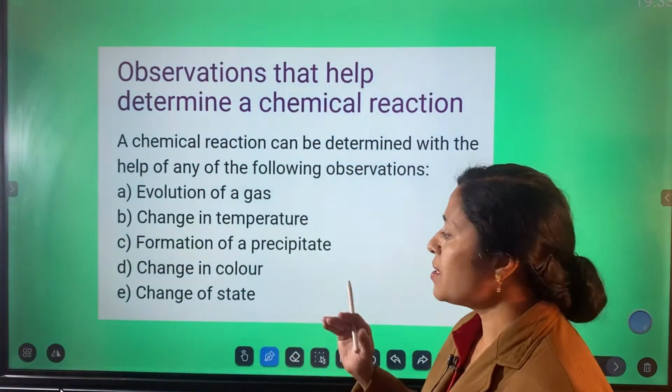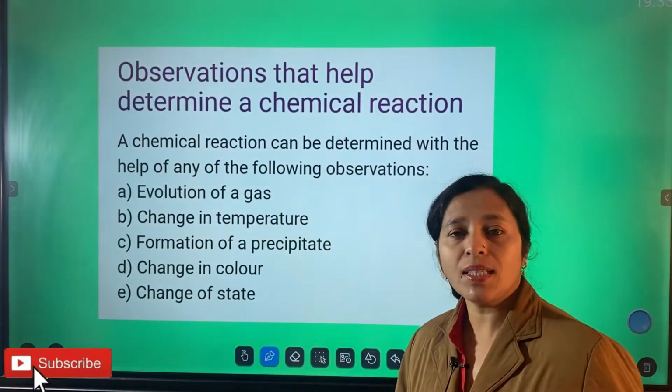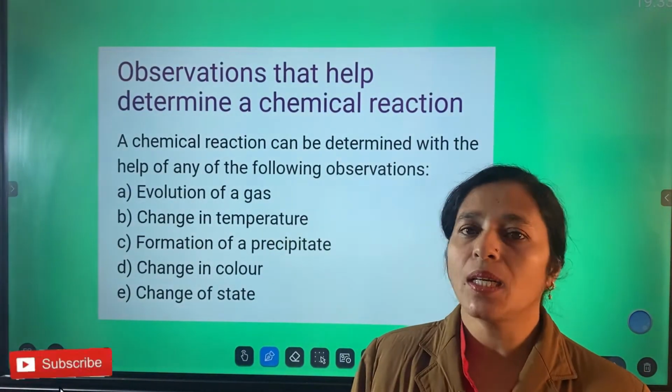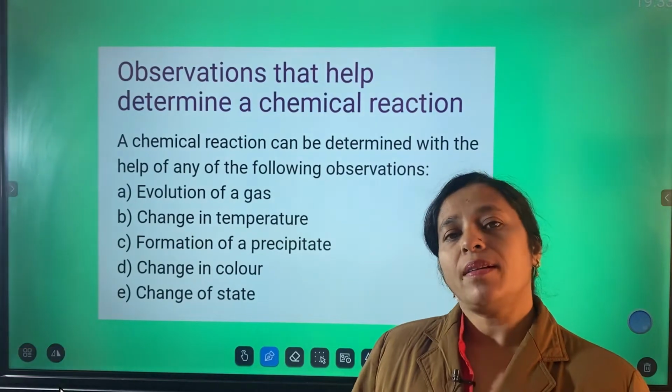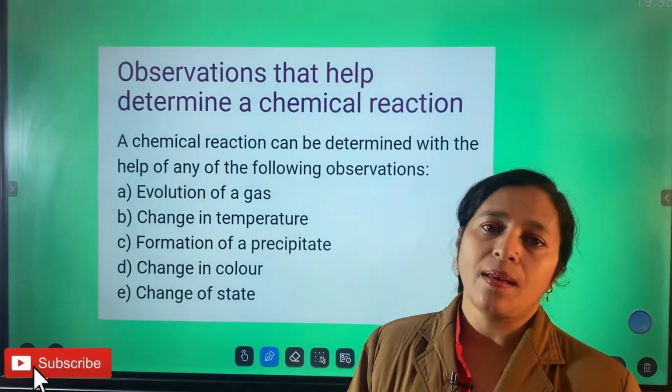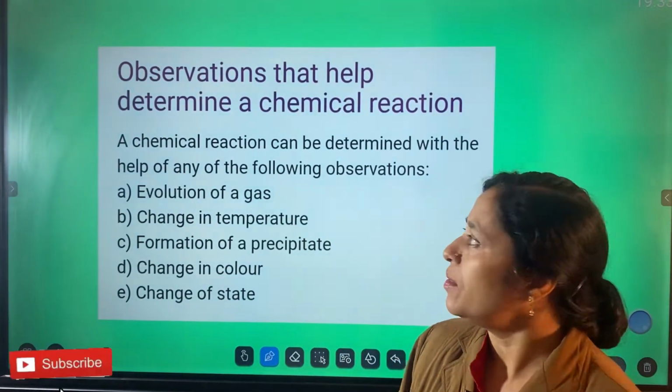Now the last is change of state. There are three states of matter, you know: solid, liquid and gas. If there occurs a change in the state of a substance, then it is a chemical reaction.